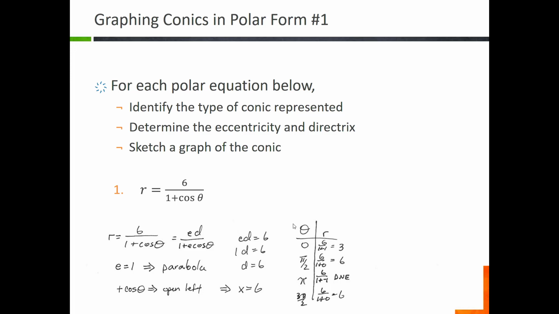There are 4 angles that I want us to pick for theta, and they're just your 4 axes. So 0 is the positive x, pi over 2 is the positive y, pi is the negative x-axis, and 3 pi over 2 is the negative y direction. So I want to plug those 4 numbers into our formula.